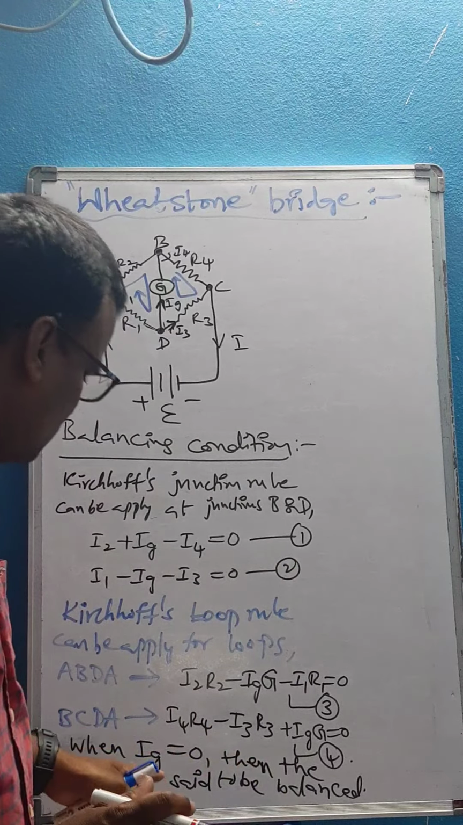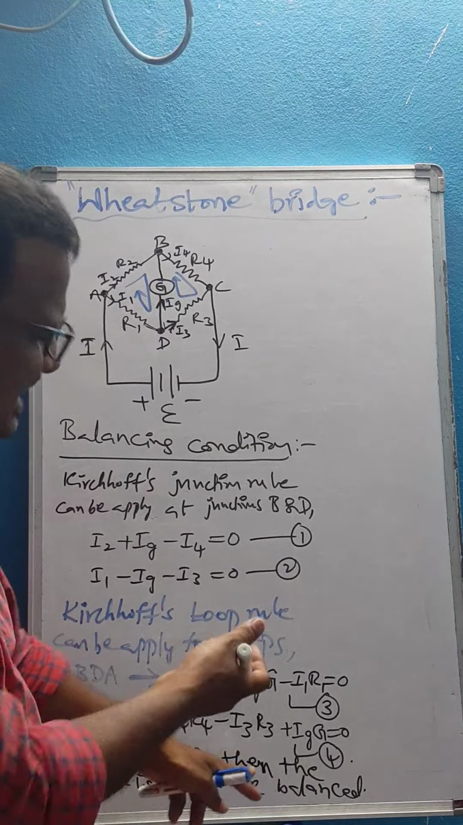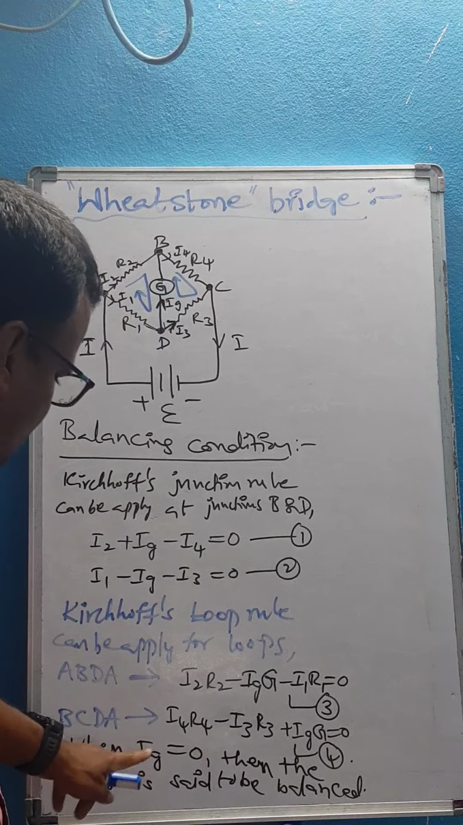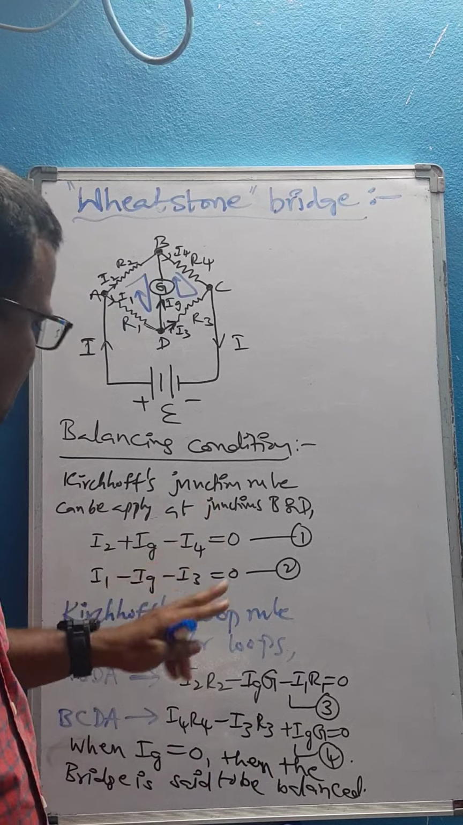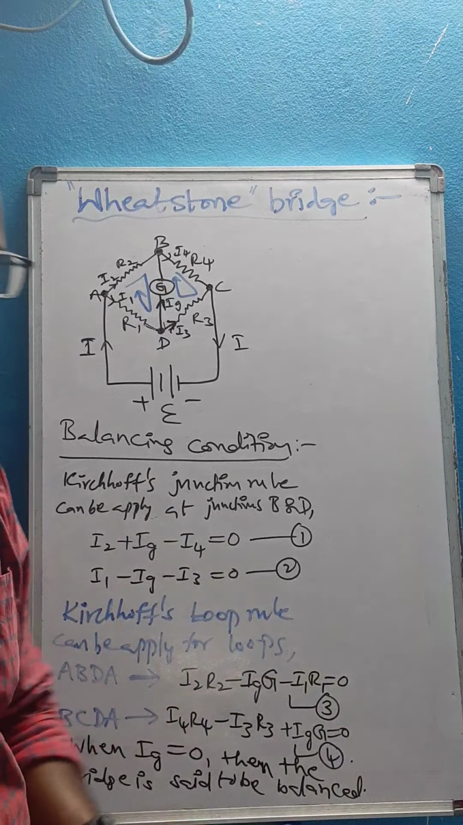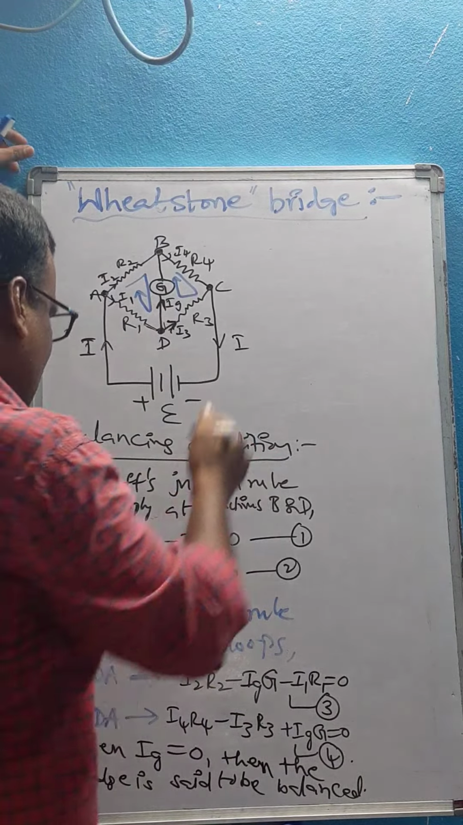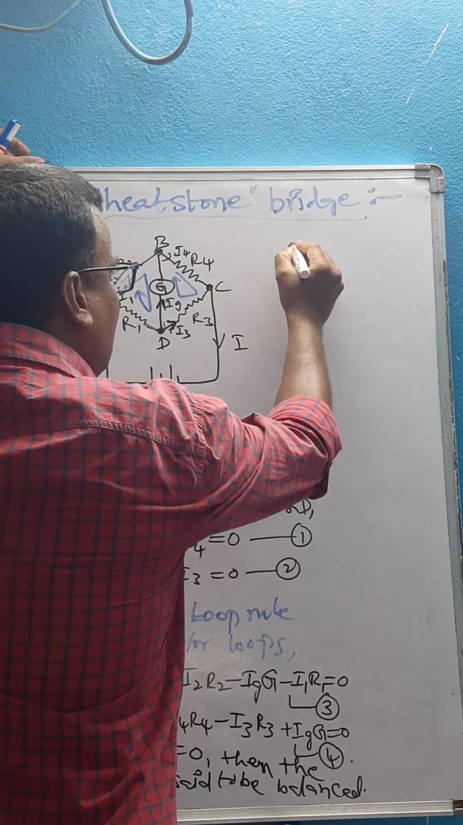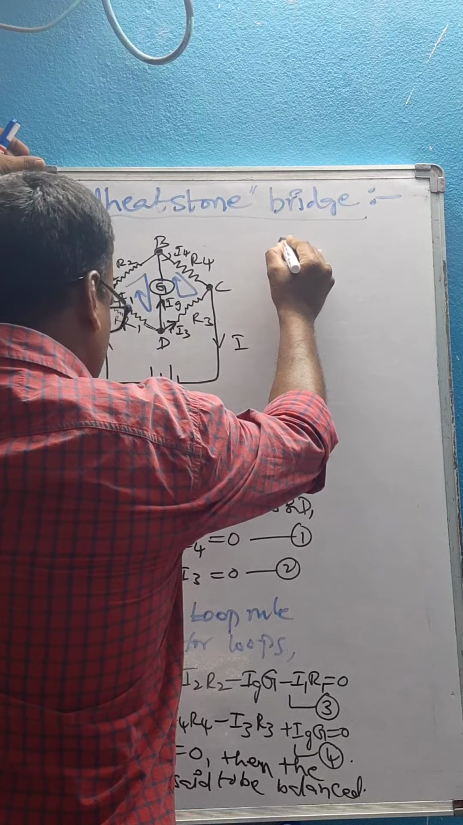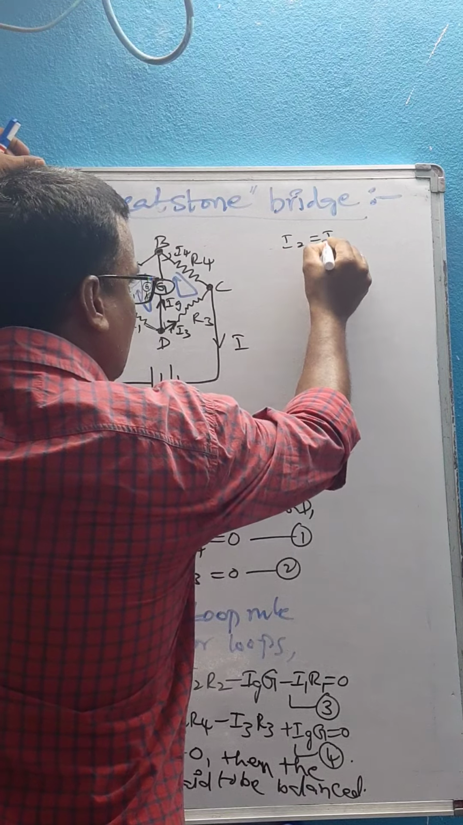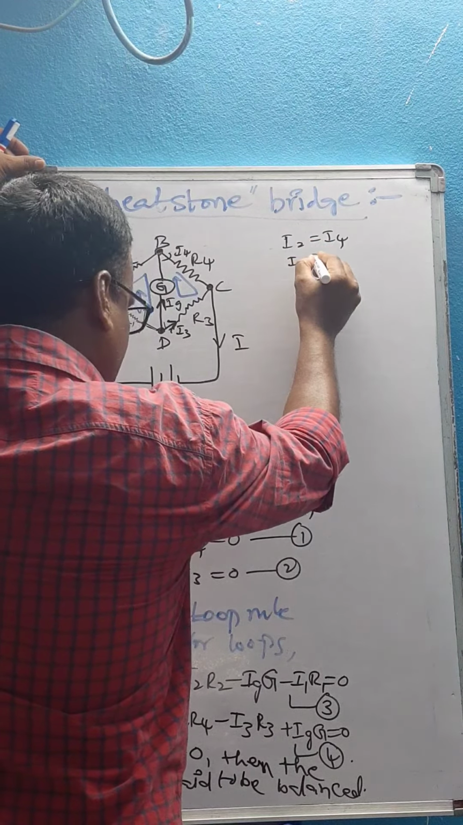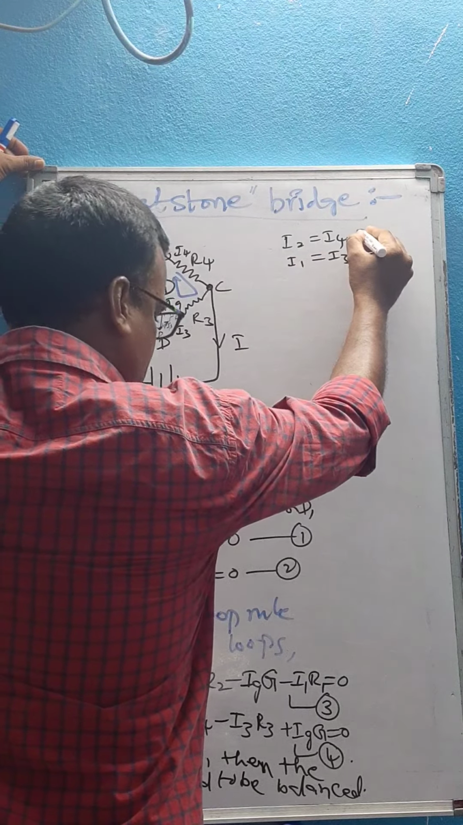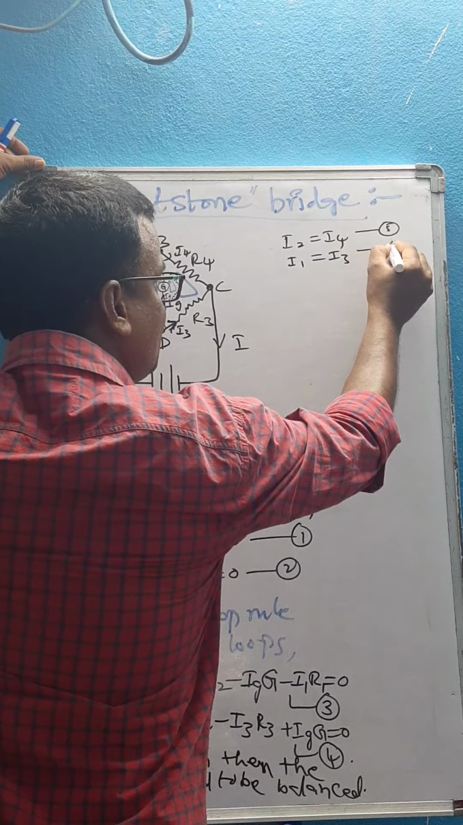So when Ig equal to 0, Ig can be taken as 0. This Ig equal to 0 is substituted in all these 4 equations. So then what do we get? I2 equal to I4 and I1 equal to I3. So this is the 5th one, this is the 6th one.